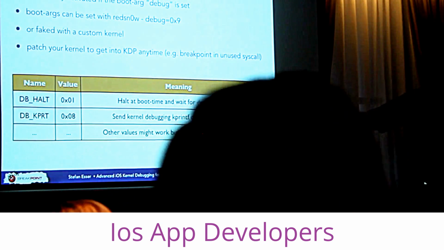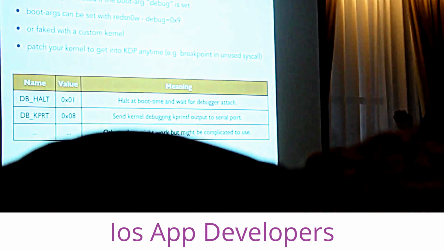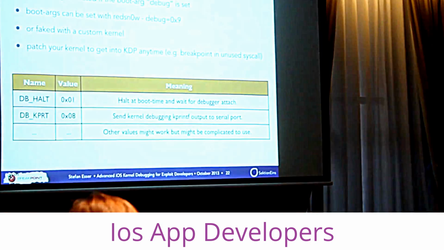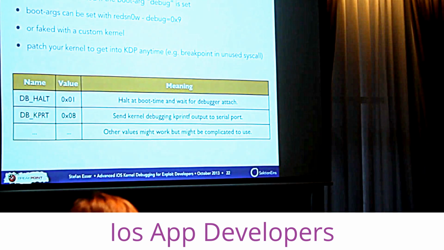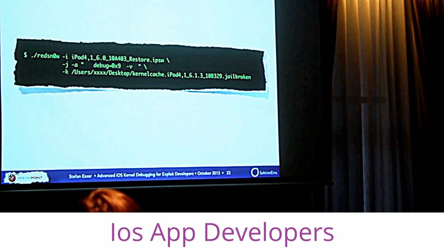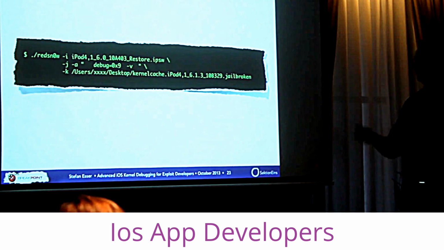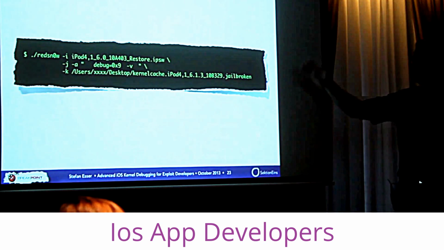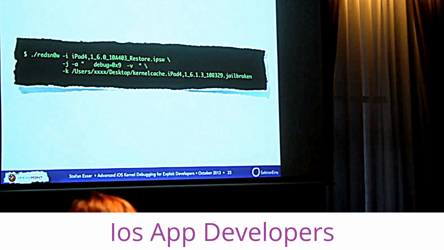And here in this table you can see basically what's happening. The first bit tells it that it needs to halt at boot time. So the moment it starts, it immediately halts. And the other bit is basically enabling debug messages over the serial port. You would do that on the command line with this command here. You call Red Snow, you give it an IPSW file, you give it the boot arguments, you tell it to boot a jailbroken kernel. So far so good. That's what you need to do to start the device.